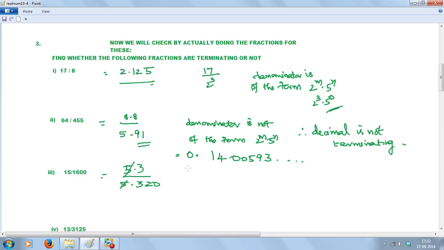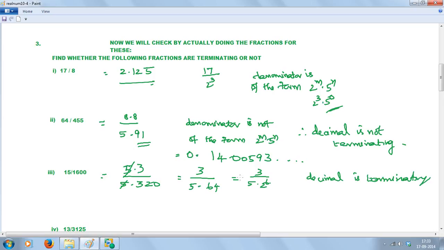So we can write this as, is it divisible by 5? You can again divide by 5. 5 multiplied by 64. 64 we know is 2 to the power of 6. So it is 3 divided by 5 multiplied by 2 to the power 6. So the denominator is of the form 2 to the power m multiplied by 5 to the power 1. So the decimal is terminating.